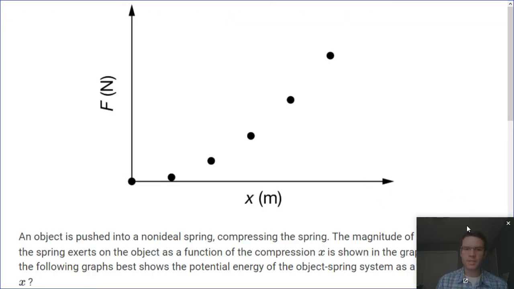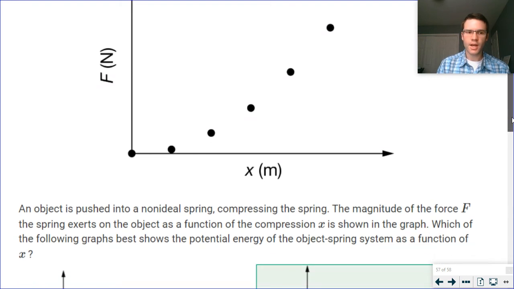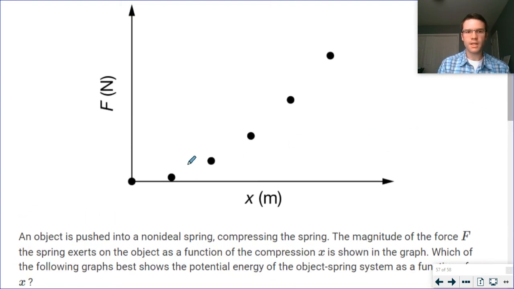Our next one: an object pushed into a non-ideal spring again, compressing the spring. The magnitude of the force is plotted up here, and the compression shown. Which of the following graphs best shows the potential energy of the object-spring system as a function of x? So for potential energy, you want to figure out how force relates to the potential energy graph. And we wrote this a second ago, but the derivative of your potential energy graph is equal to the negative force value. It says here it's just the magnitudes of the force.